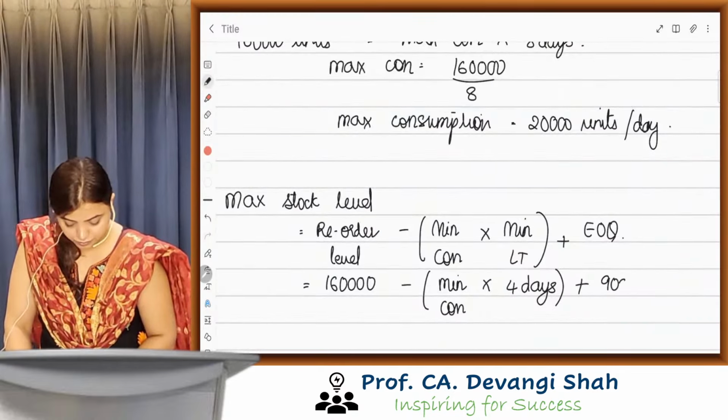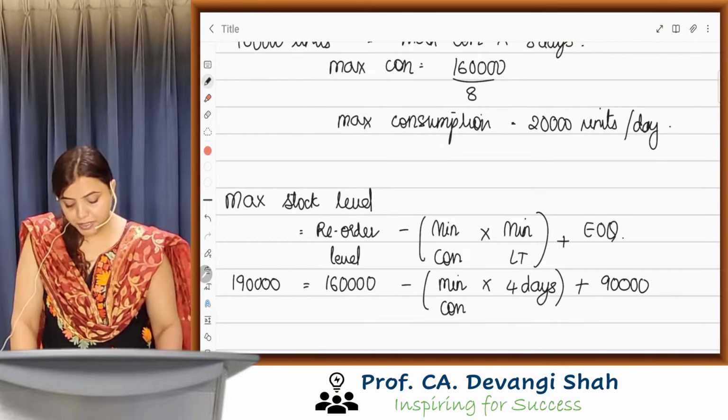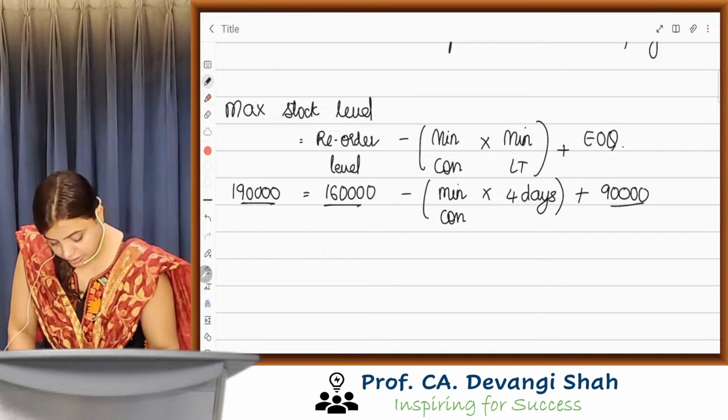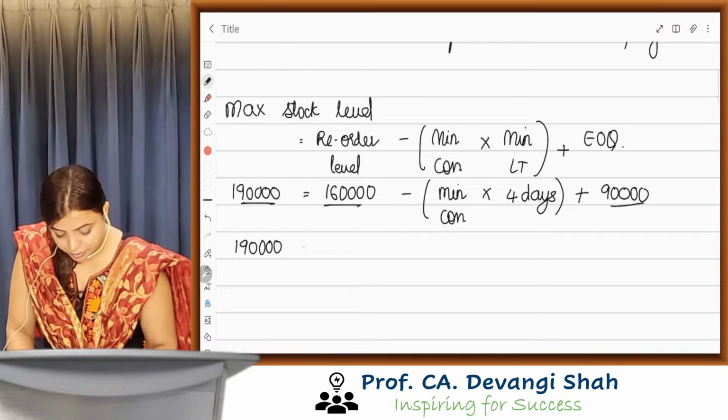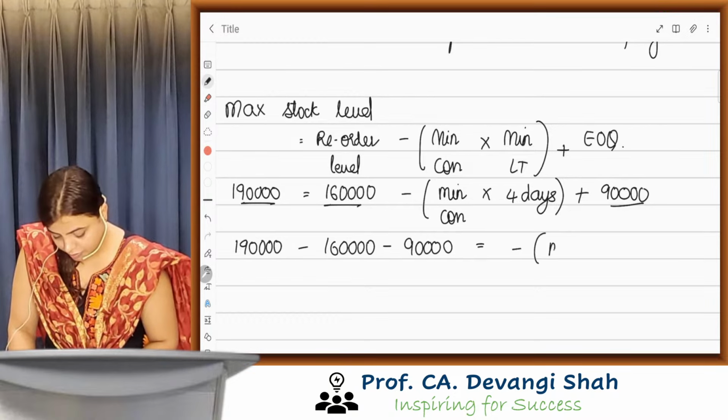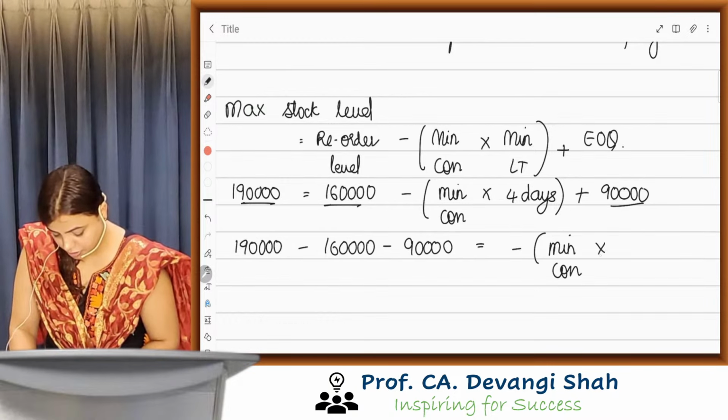And your maximum stock level answer is 1,90,000 that we need to write on left hand side. Very simple. Solve this and you get the answer for minimum consumption. Come on, let's do it. Firstly, we'll take 1,60,000 on left hand side and 90,000 on left hand side. What do we get? 1,90,000 minus 1,60,000 minus 90,000 will be equal to minus minimum consumption into 4 days.